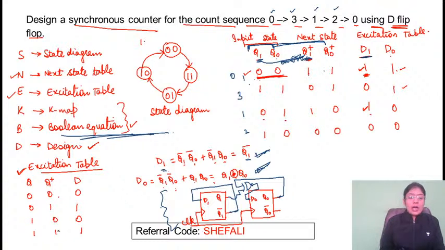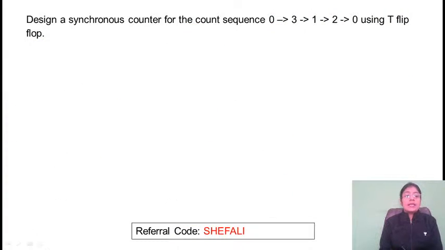Let's move on to our next example. Again, I want to draw a synchronous counter for the same sequence using T flip-flop. Here we have used D flip-flop. Now I want you to use T flip-flop and write the equations. Design a synchronous counter for the count sequence 0, 3, 1, 2, 0 using T flip-flop.